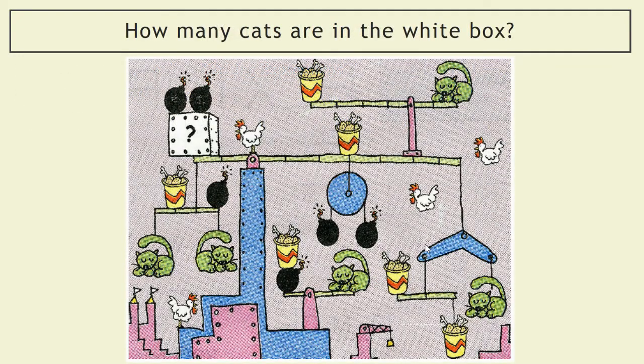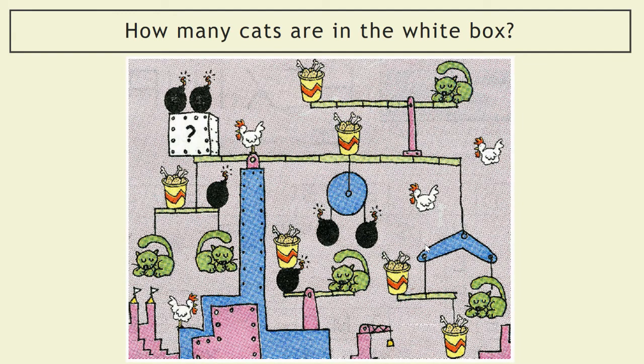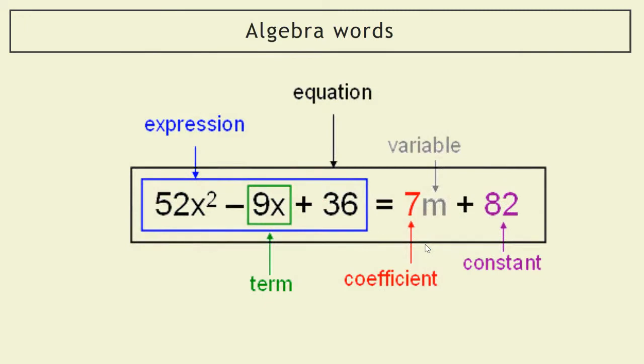Okay, so just if you were still on the video, just to show this kind of question here is something that algebra lets us work out. All right, looks a bit odd to start with. We've got lots of stuff going on here with chickens and cats and buckets of chicken and bombs and boxes and all these sorts of things. But you can work out how many cats are in the white box if you use some algebra. I'm not saying you're going to be able to do it today, but those sorts of things algebra will let you do. Otherwise, you'll be thinking, how am I going to do that? Okay? And just a review of algebra words, which we'll have a look at next time.